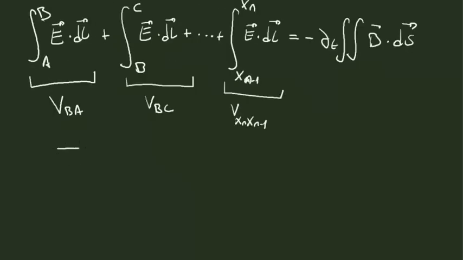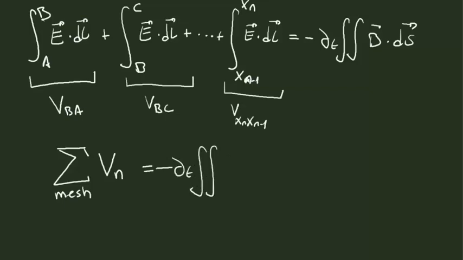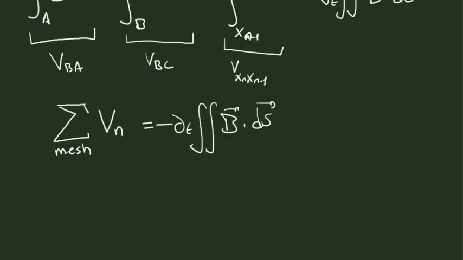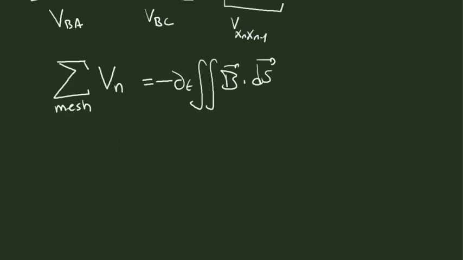Or if I write this down in a more compact way, we can say that the sum of all the voltage drops in a mesh equals minus d/dt of the flux integral of my magnetic induction field B. Now you can see that we are pretty close to Kirchhoff's law. The only thing we need to do now is find a way that this number over here is equal to 0.